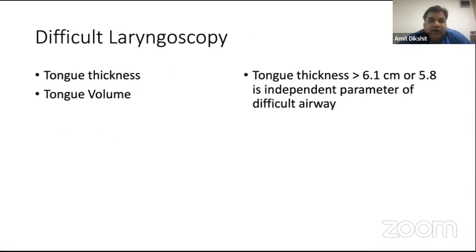For difficult laryngoscopy, there is the tongue volume and the tongue thickness. Most of us practice tongue thickness. Tongue volume is another skill set where the articles have reached a consensus of something around 5.8 to 6. When the thickness is more than that, it is difficult laryngoscopy because the tongue is coming in the way and it is difficult to squeeze it and move it aside.